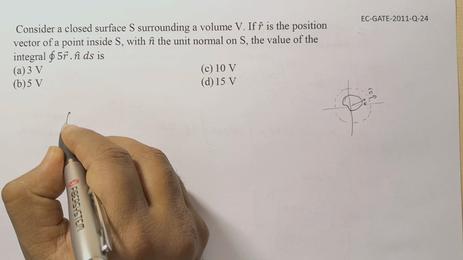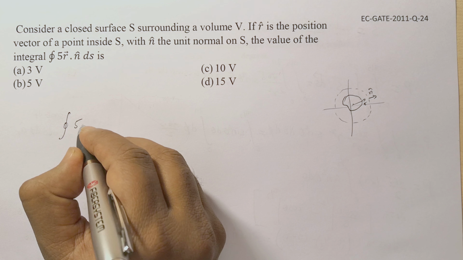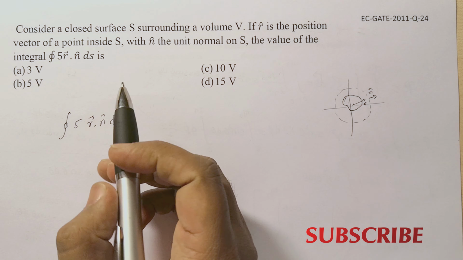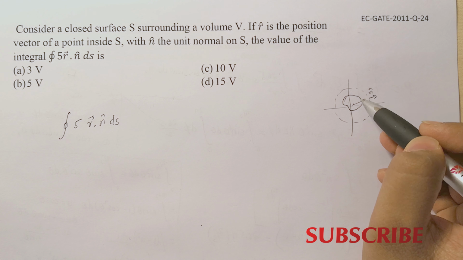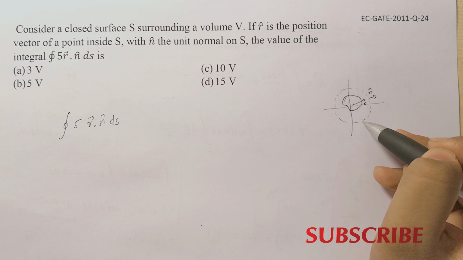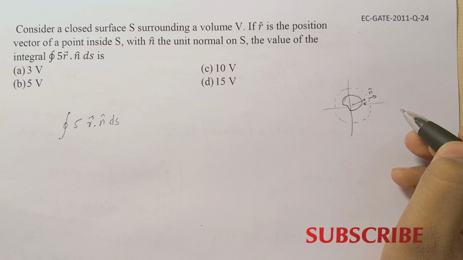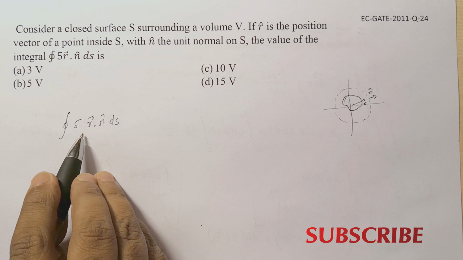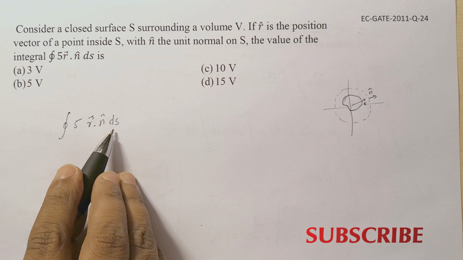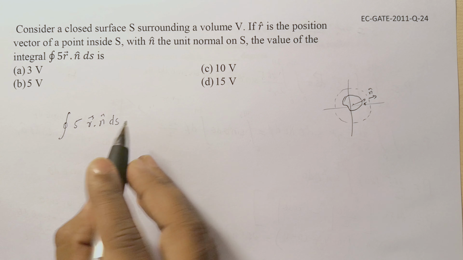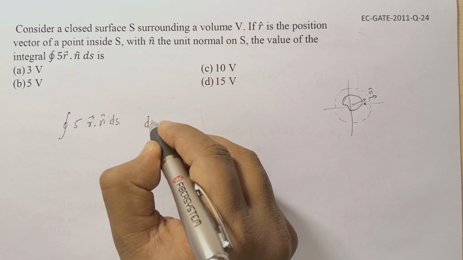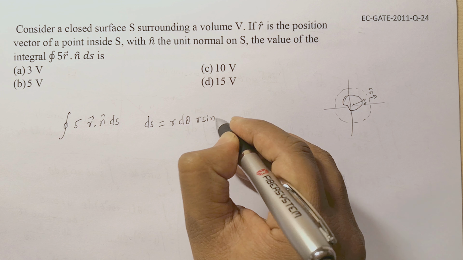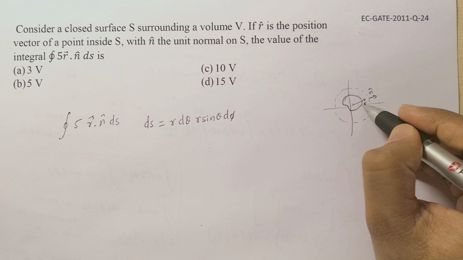So let's say 5 R n ds. Let's say the closed surface surrounding this volume V is a spherical surface, a sphere. In this case, since it's a spherical surface, ds in spherical coordinates can be given as r d theta and r sin theta d phi, where theta is the elevation.